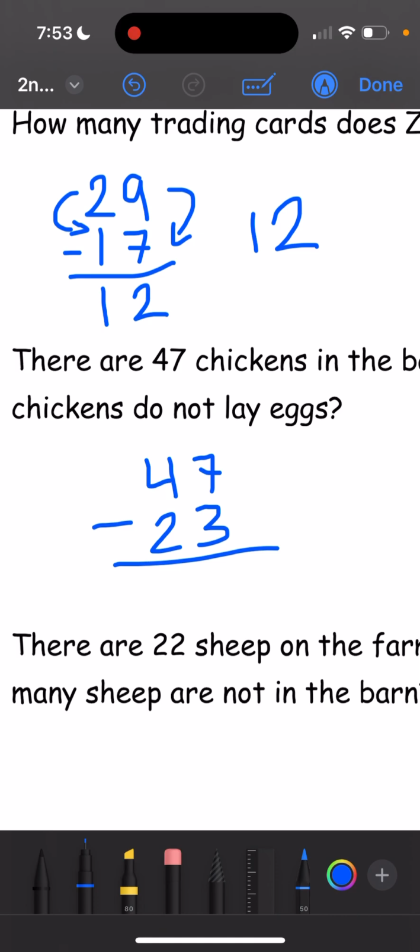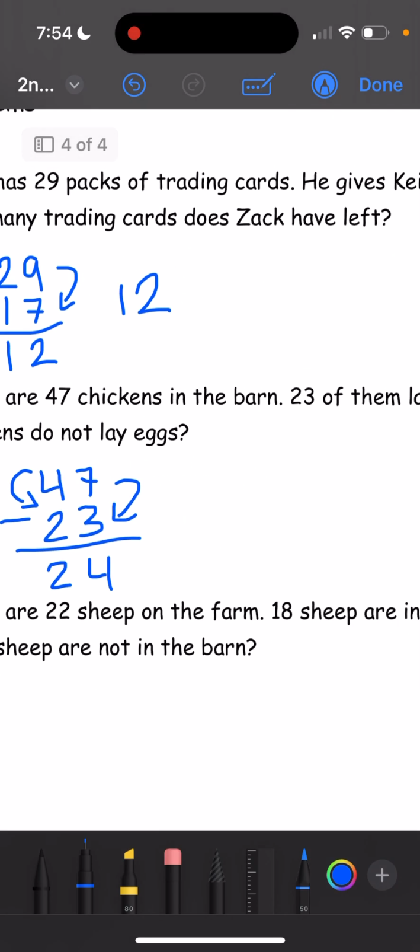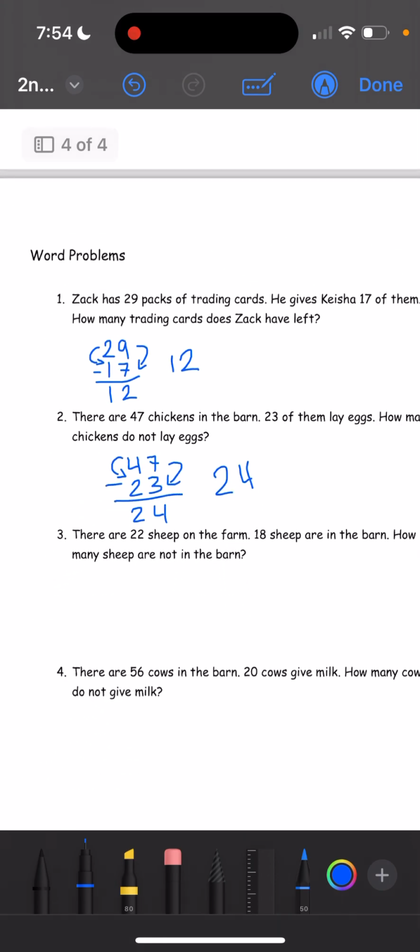So let's look at the ones place. What is 7 minus 3? These two numbers. 7 minus 3 is 4. And now what is 4 minus 2? 4 minus 2 is 2. So the answer is 24. 24 chickens did not lay eggs.